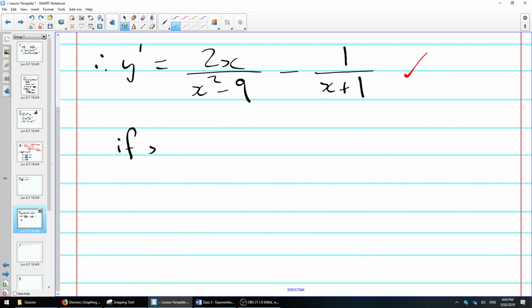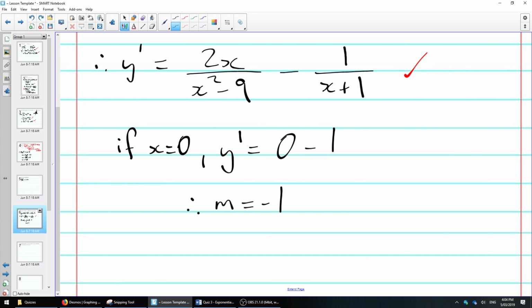If x equals 0, y dash equals, well, that's going to turn into 0 quite quickly because we're doing 2 times 0, 0 divided by anything. So we just go to 0 minus 1, because if I make x equal 0, I've got 1 over 1. So therefore the gradient equals negative 1.